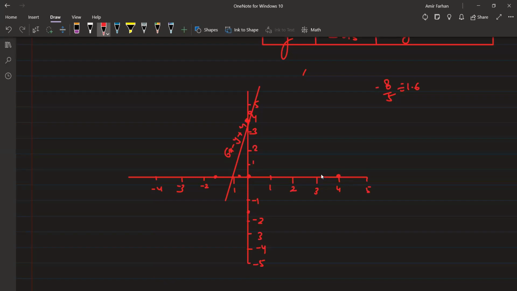Yes or no? Yes, sir. So the line would be like this. Now basically, if you extend the line, you will get the point. So this is our line: 2x minus 5y minus 8 equals 0. Is that clear? Yes, sir.